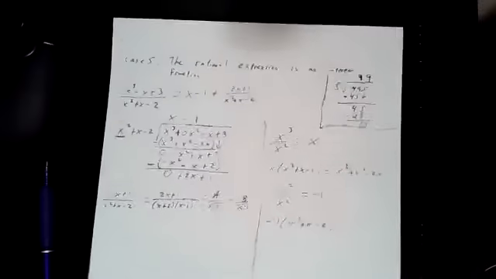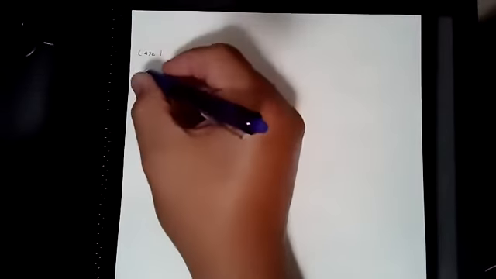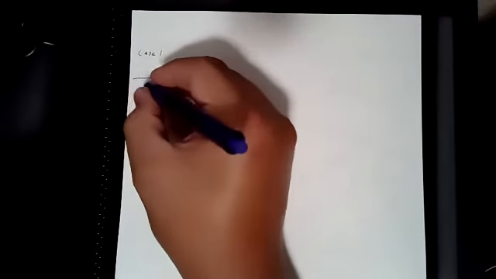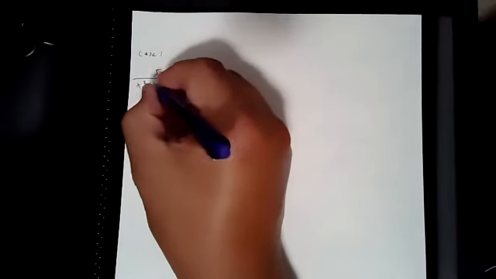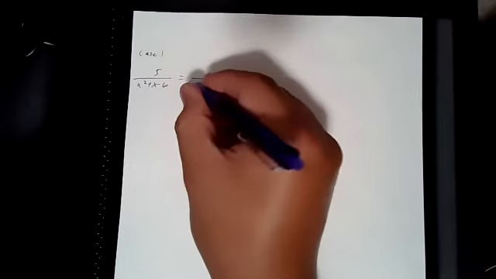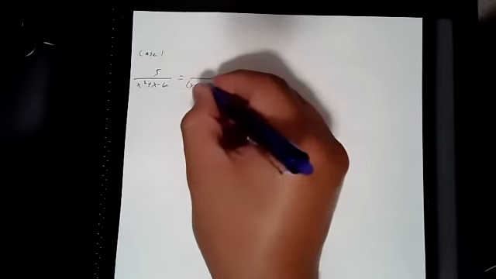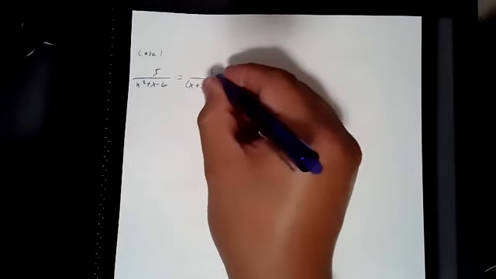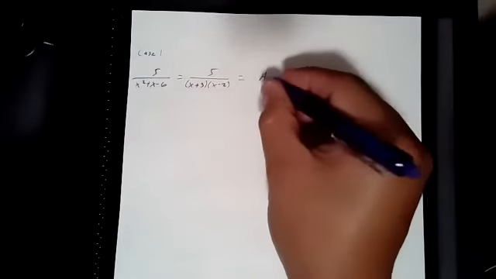Okay, let's go back to case 1 and solve it this time. All right, so case 1, we had 5 over x squared plus x minus 6, which became x plus 3 times x minus 2, right? Which we said is separated into this.